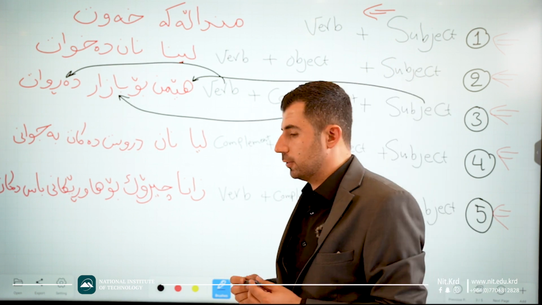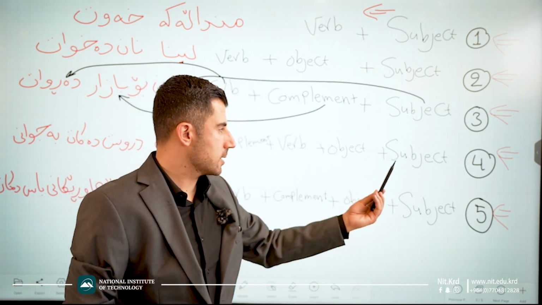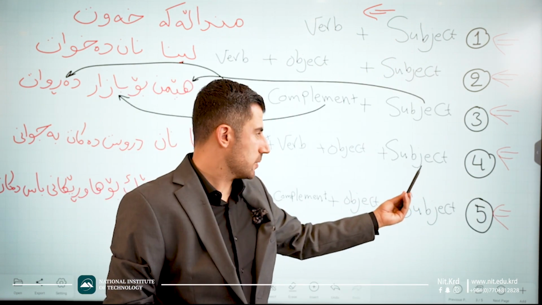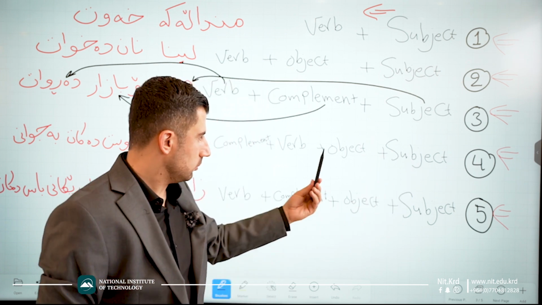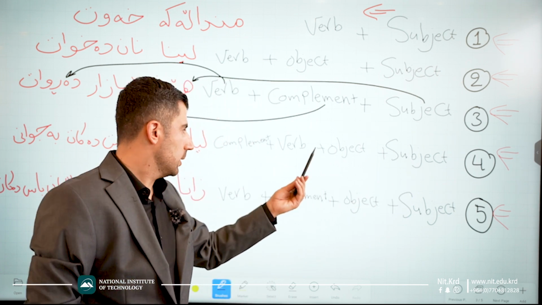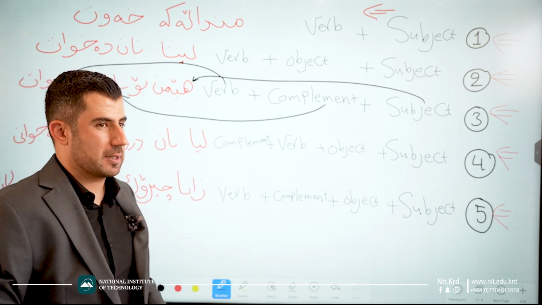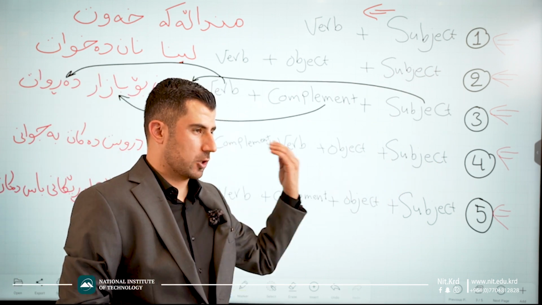Another style of Kurdish sentence is here. The first one that comes is subject, object next, and verb and complement, okay, from this direction.